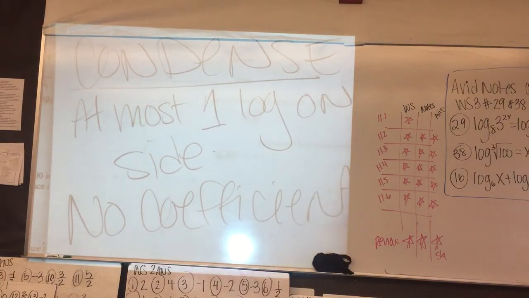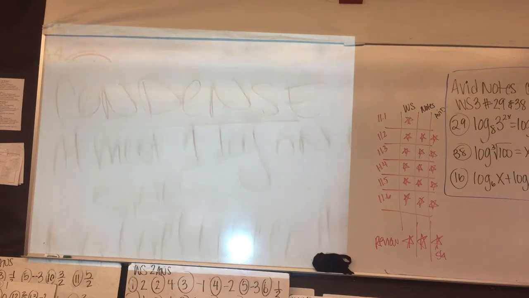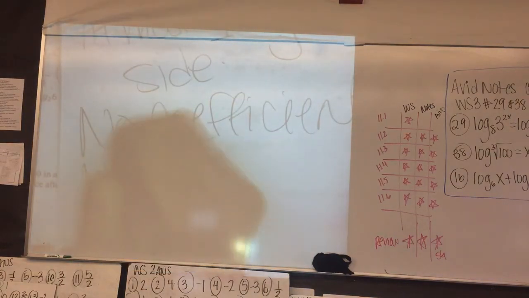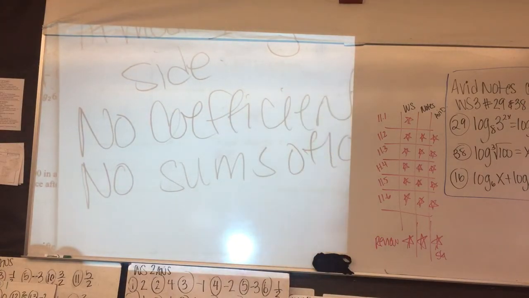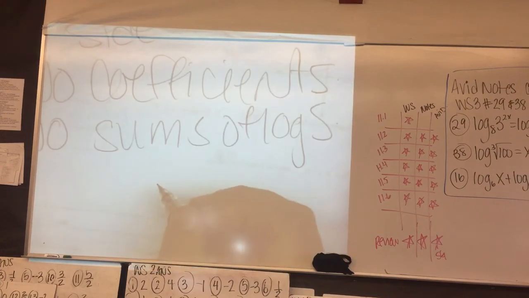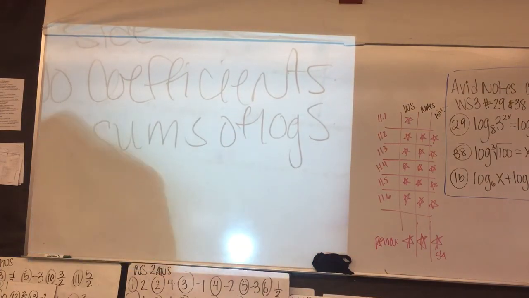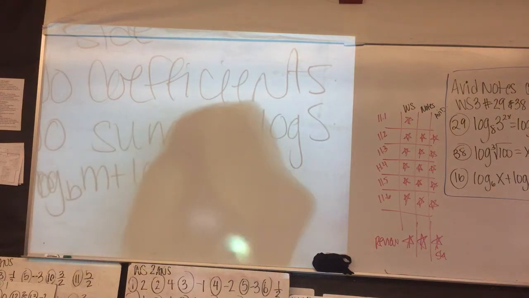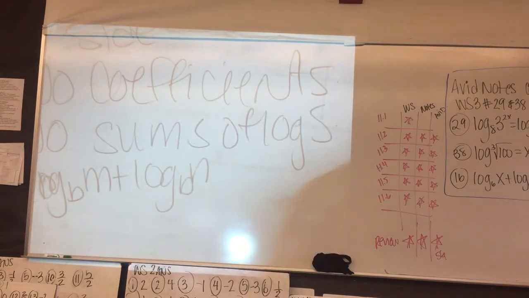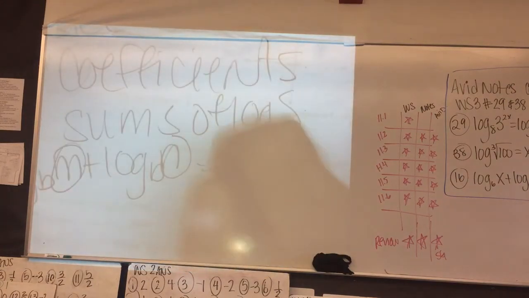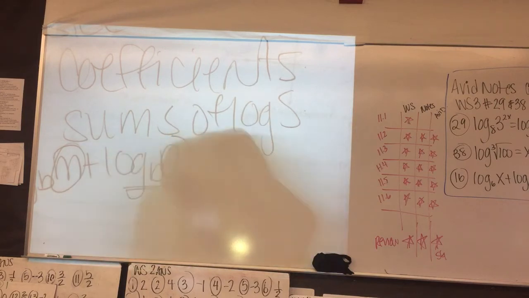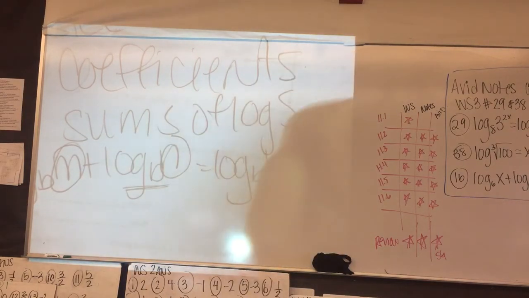And I'm writing really big, I should probably zoom out. Okay, so no coefficients, I don't have any. So then I don't want any sums, so no sums of logs, okay? You can combine 2 logs that are separated by addition. So if I had something like log base b of m plus log base b of n, you can bring those together as a product by multiplying this number and this number. I just have to make sure that I keep that base the same. So it would be m times n.